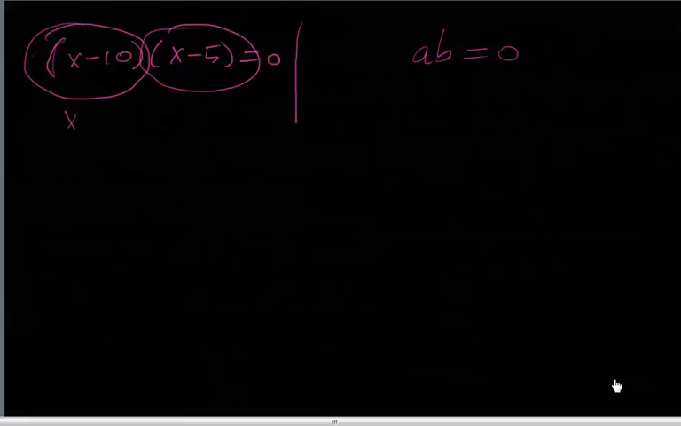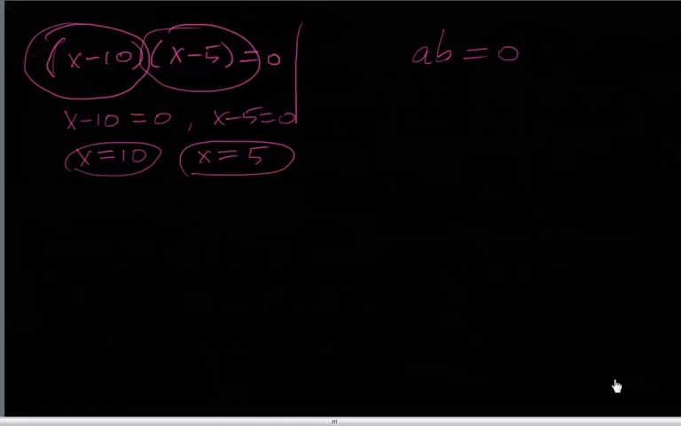Well, we take advantage of that because we say that if that's true, then either this or this is 0: x minus 10 is 0, or x minus 5 is 0, or both. So this implies x is 10, and this implies x is 5, if you just solve this for x and solve this for x. So we have these two solutions to the original equation.